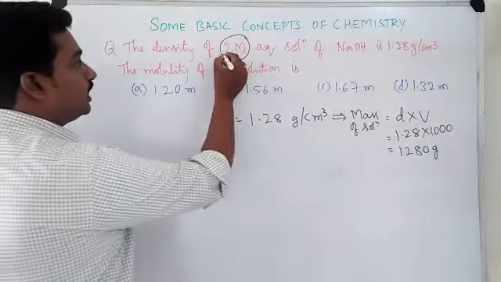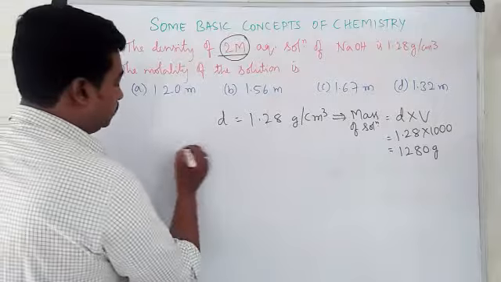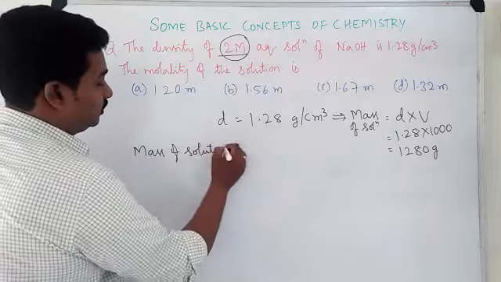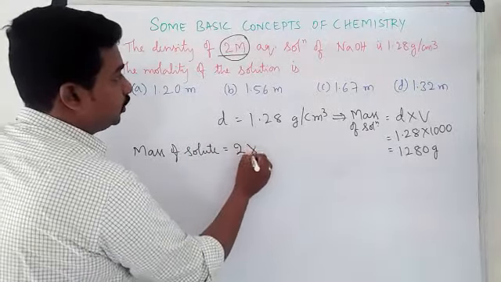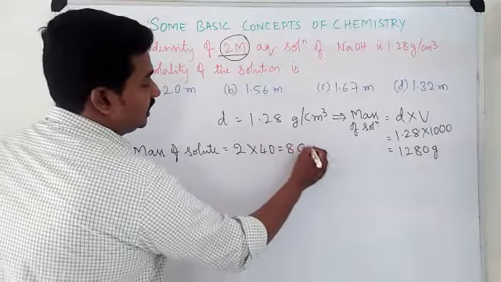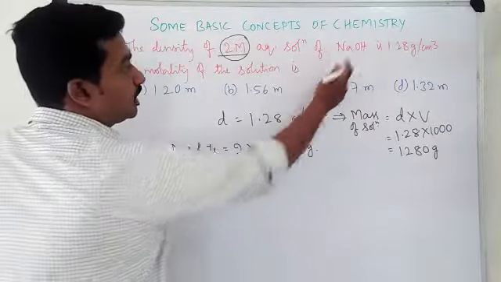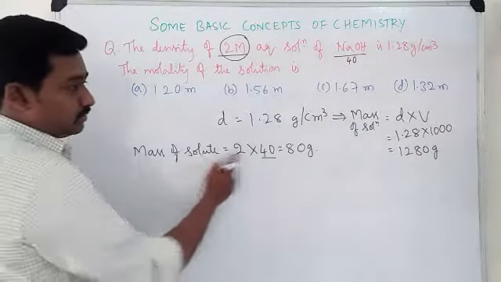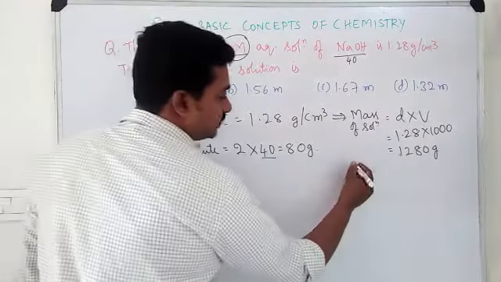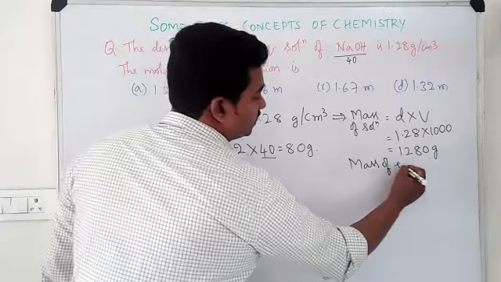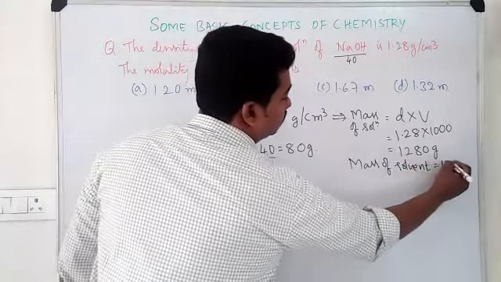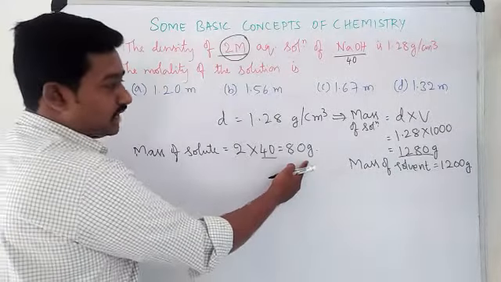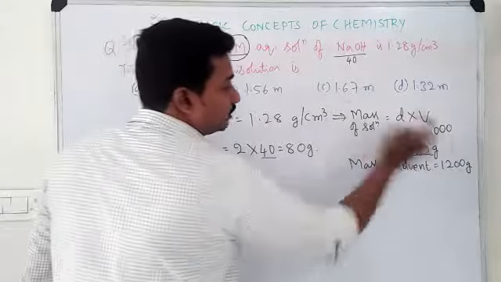Now, I also know that there are 2 moles of solute. So, mass of solute from this is 2 into 40, that is 80 gram. 40 is the molecular mass of NaOH, sodium hydroxide. Now, when we know mass of solute and mass of solution, we can understand what is mass of solvent. So mass of solvent is equal to 1200 gram, because 1280 is solution minus solute is 80 gram. 1280 minus 80 will become 1200.